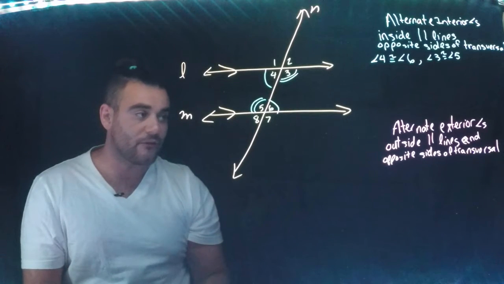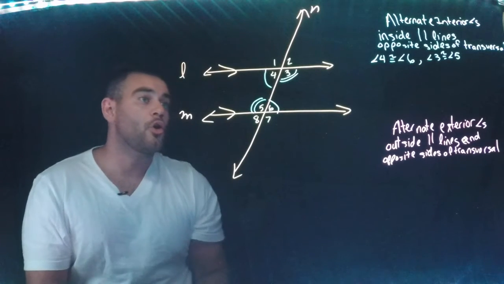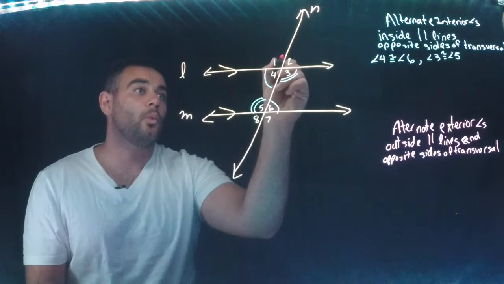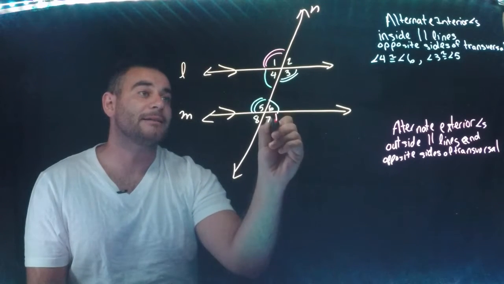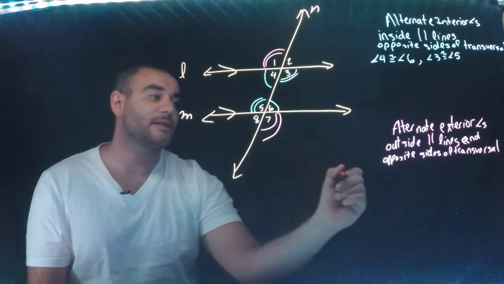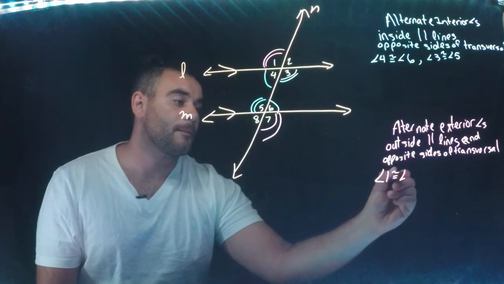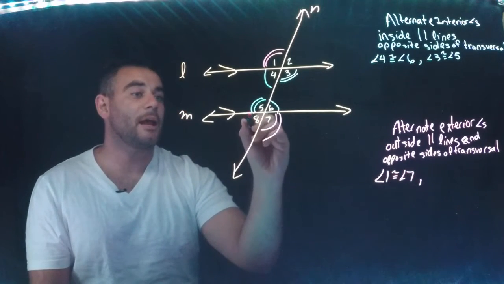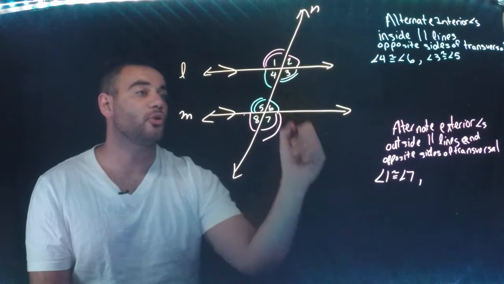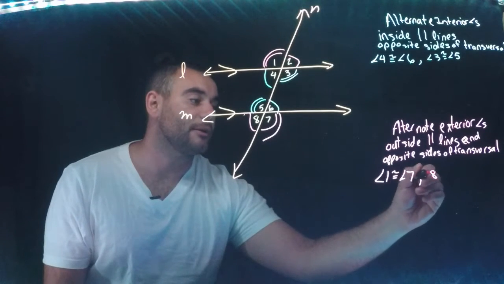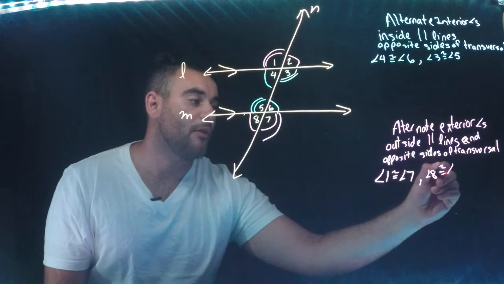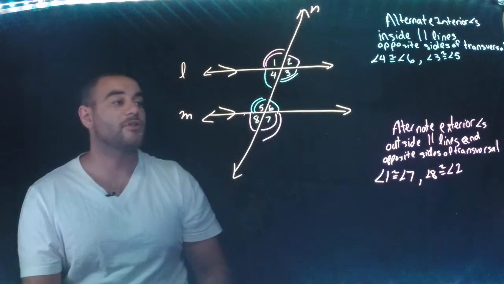Okay, so where can we find those? Well, we can say 1 and 7 are alternate exterior, and those are always congruent. And we can say 8 and 2 are alternate exterior, and those are always congruent as well.